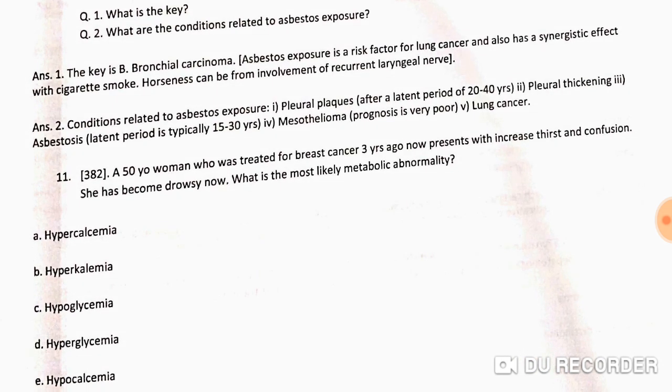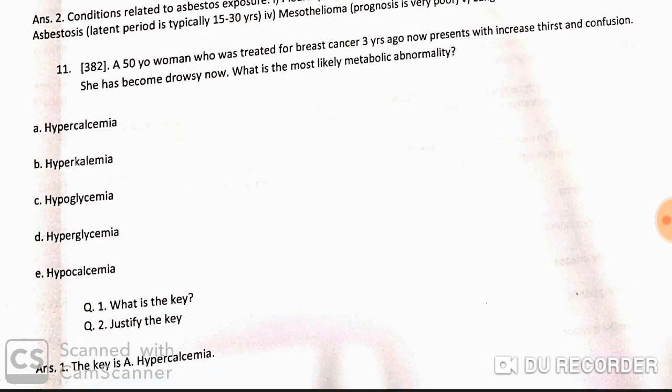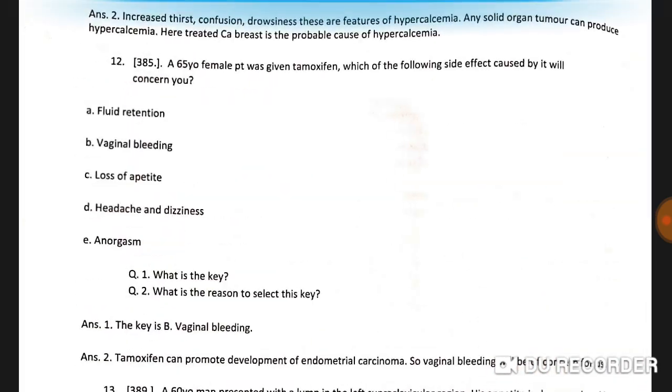Now, a 50-year-old woman who was treated for breast cancer 3 years ago now presents with increased thirst and confusion. She has become drowsy now. What is the most likely metabolic abnormality? So here it's a case of hypercalcemia. Okay.